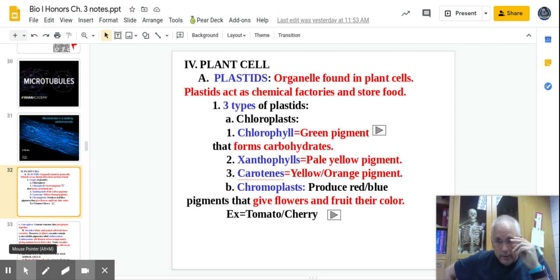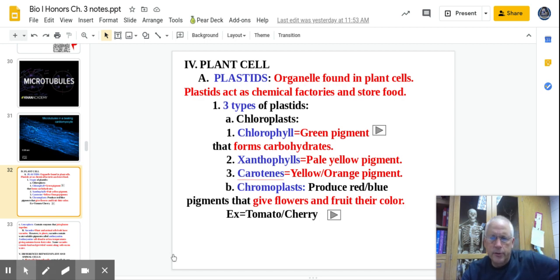So in plant cells, there's some major differences between a plant and animal cell. One of the big differences is something called plastids. Plastids are organelles found in only plant cells, and they act as chemical factories, and they store food. Where it gets a little confusing is there's three types of plastids. Think of plastids as Roman numerals, and these are subheadings: A, B's, 1, 2's. So kind of stay with me here. There's three types of plastids.